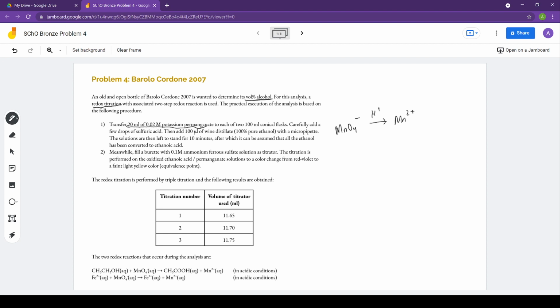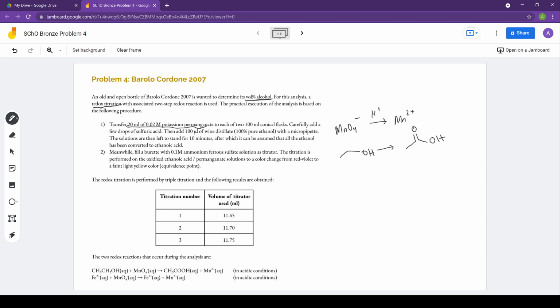The solution is then left to stand for 10 minutes, after which it can be assumed that all the ethanol has been converted to ethanoic acid. So basically this is telling us that we have some alcohol in the wine, and the permanganate is going to oxidize this, and it's going to form ethanoic acid. Does that make sense? Next, we fill a burette with ammonium ferrous sulfate as a titrator. The titration is performed on the oxidized ethanoic acid and permanganate solutions.